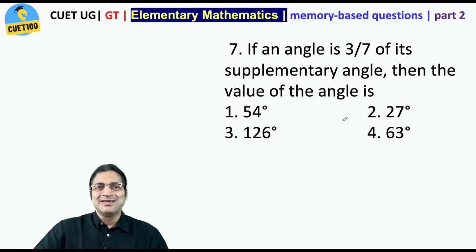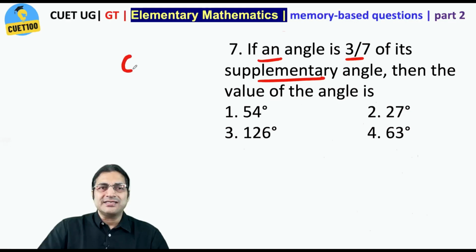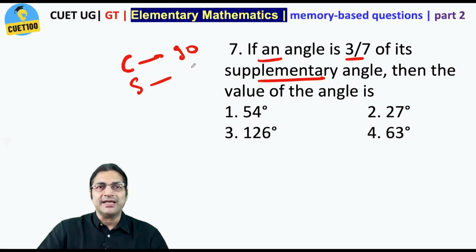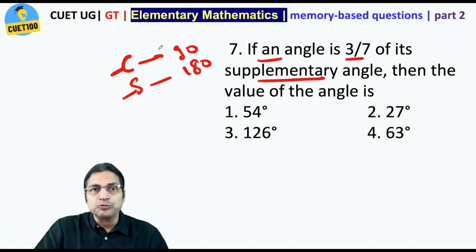If an angle is 3 by 7 of its supplementary. So, first of all, keep one thing in mind: C for complementary, when the sum of 2 angles is 90, and S for supplementary, when the sum of 2 angles is 180. In the alphabet C comes before S, 90 comes before 180. My colleague Ashutosh gave me this technique because I always forget this.